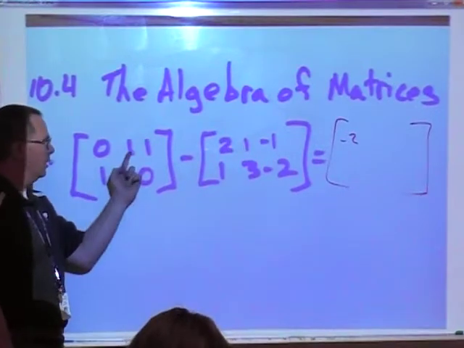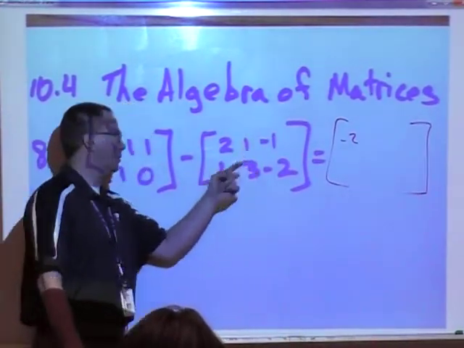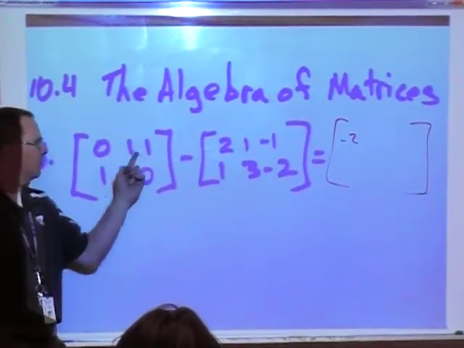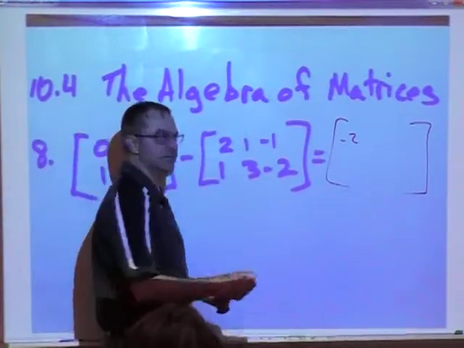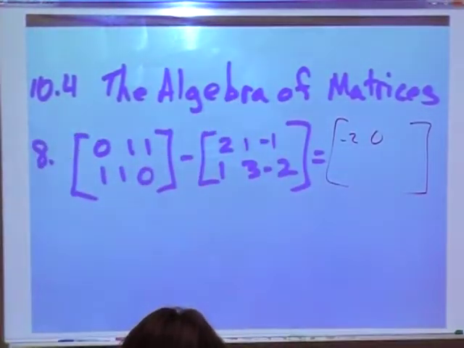And then we have row 1, column 2 with row 1, column 2. So you're just matching up each position. So what is 1 minus 1? 0. Okay, everybody finish that. Match up each entry, each position, and subtract them. Pretty simple.